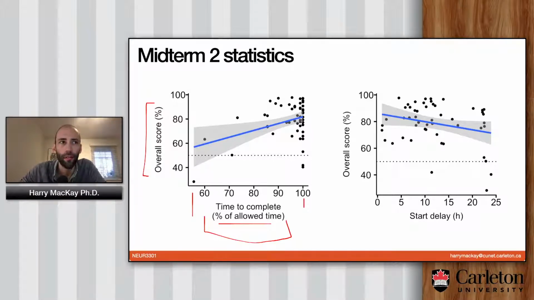And so this is a rather interesting thing, because if you recall from the first midterm, the relationship between writing duration and grade was actually the opposite. It was a negative correlation, whereas here it's a positive correlation, meaning that on average, the longer it took you to write the exam, the higher your grade was.